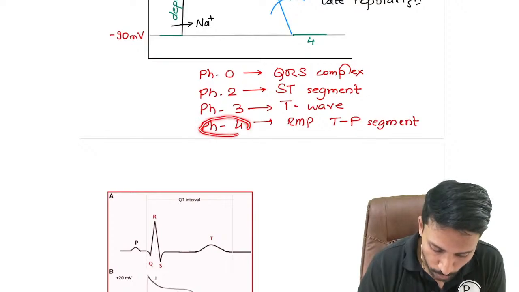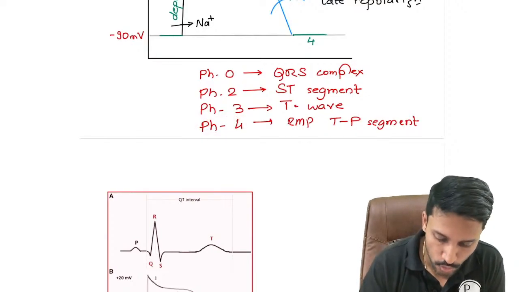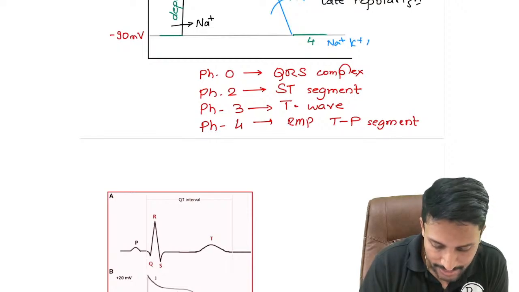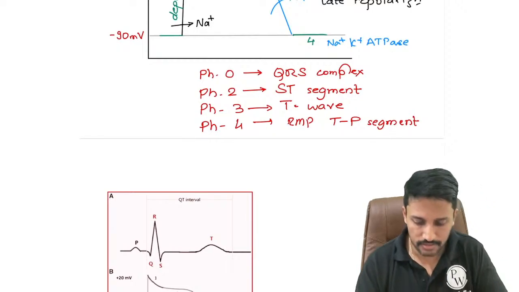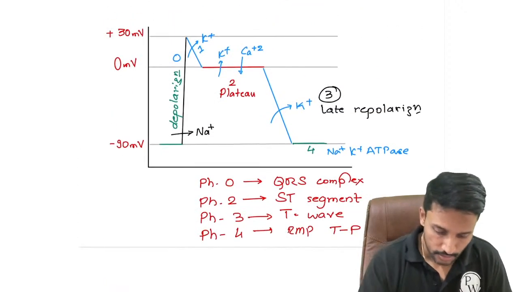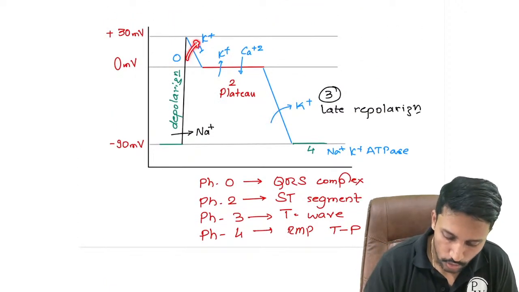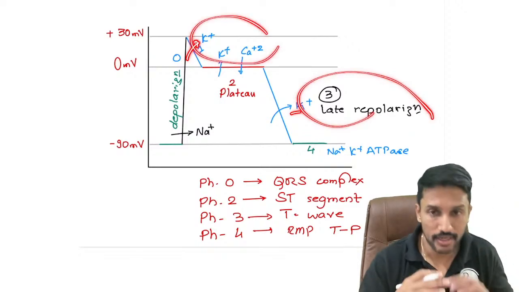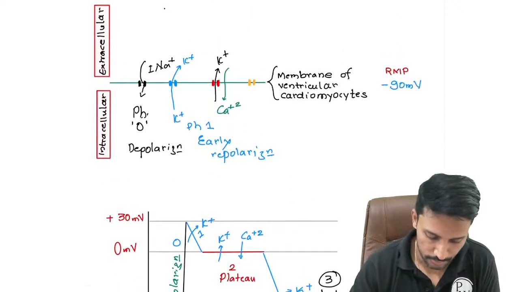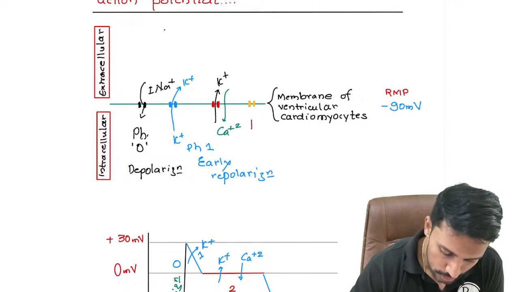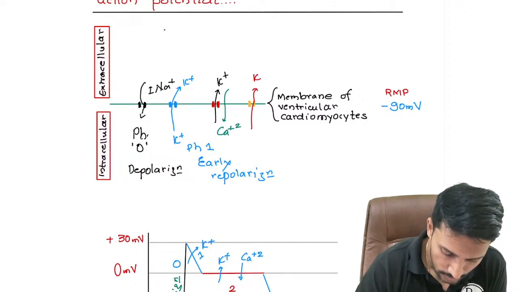And for me to maintain this potassium gradient here, the sodium potassium ATPase channel keeps working here. What it does, see, during this repolarization, I have pushed out a lot of potassium. So now I have more potassium in the extracellular compartment. Remember, when I started this repolarization, I have pushed out a lot of potassium.